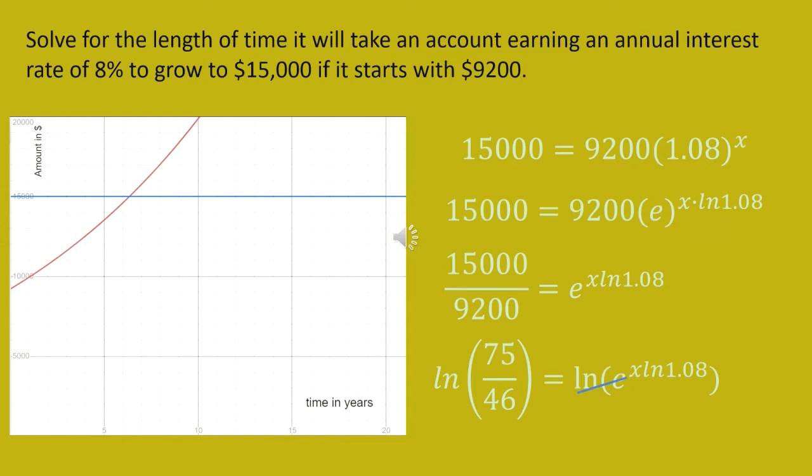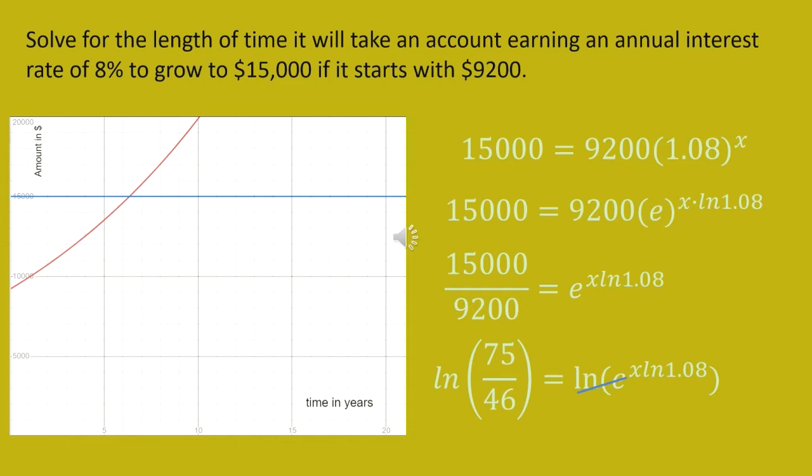From there, just do the same algebra that we did before. Work from the outside, so divide by 9,200. That still reduces to 75 over 46, but now that is equal to e raised to the x times natural log of 1.08. My base is now e. It's no longer 1.08. So the inverse function for e has that notation, natural log, ln. So plug both sides of the equation into the function natural log. So on the left, 75/46 gets plugged into natural log, the inverse function of exponential base e.